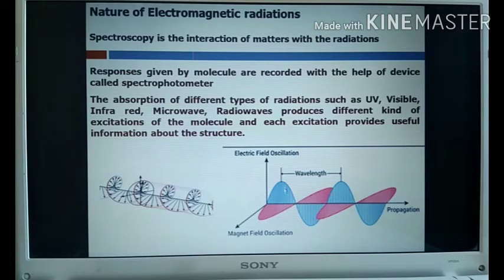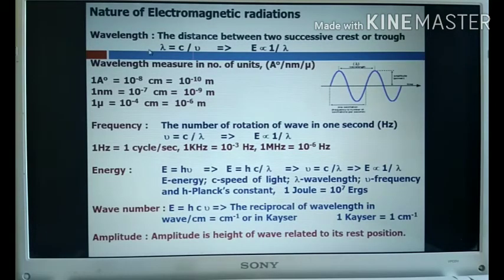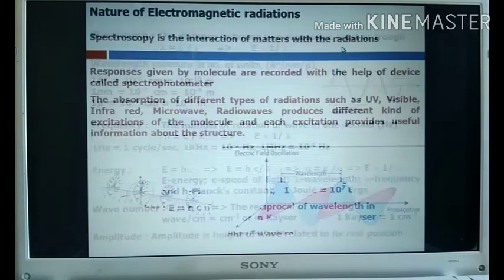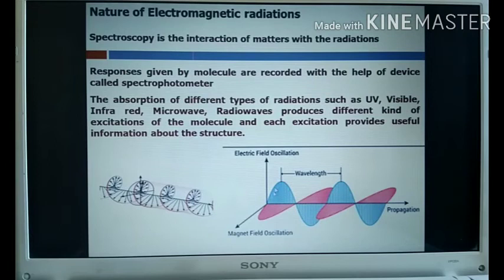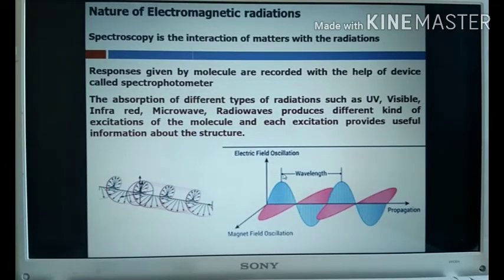Now you can see the different terms involved in UV visible spectroscopy, isn't it? The first one is wavelength. Wavelength is nothing but the distance between two successive crests or troughs. This is the crest, isn't it? The distance traveled by the wave between two successive crests or two successive troughs is called the wavelength.